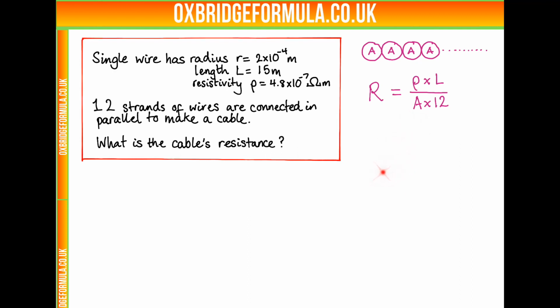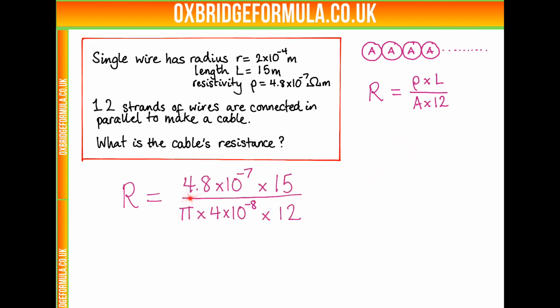So if we put these numbers in, we get 4.8 times 10 to the minus 7 from the resistivity times the length divided by 12 times the area, where I've used pi r squared as it is a circular cross-section. So cancelling some numbers out, we can do 4.8 over 4 is 1.2, and then the 10 to the minus 7 over 10 to the minus 8 gives you a 10 to the 1. Then if we notice we have a 1.2 and a 10, then we can cancel that out with the 12. So all that we are left with is 15 over pi as a resistance.